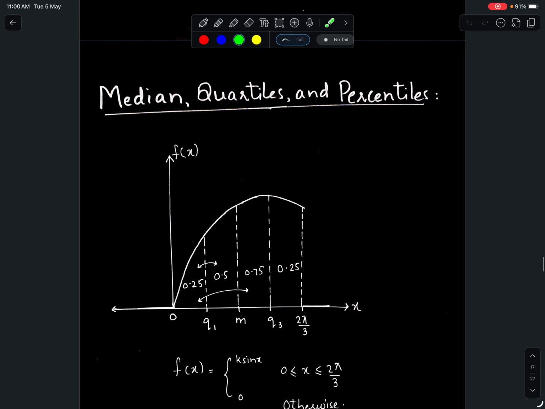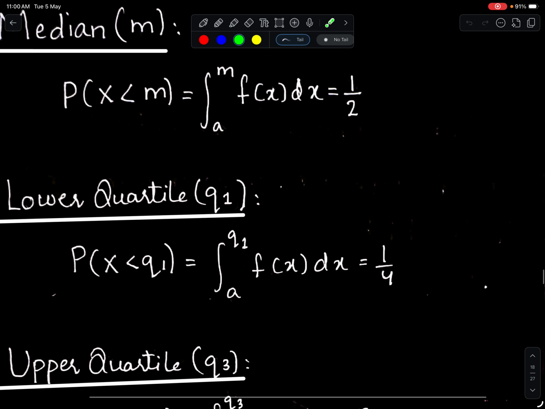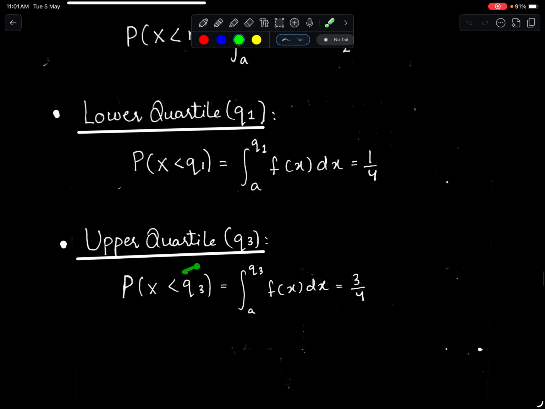Median, quartiles, and percentiles. For median, this is upper limit, lower limit, and median is 50%. So write 0.5 here. For Q1, upper limit Q1, lower limit given from the function, and Q1 is 25%. So write 1 upon 4 or 0.25 here. For Q3, write Q3 here, lower limit here, and this is 75%, 0.75.